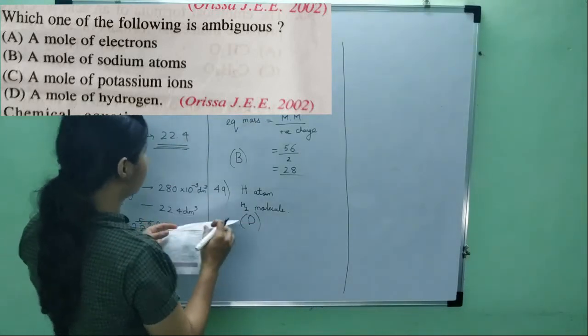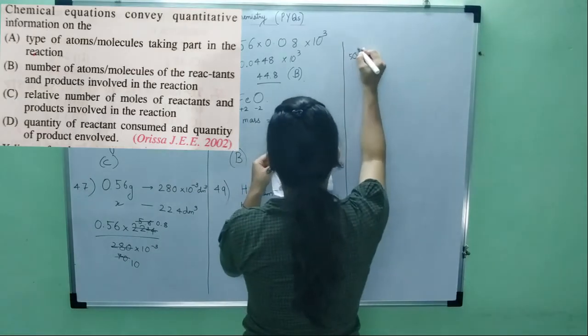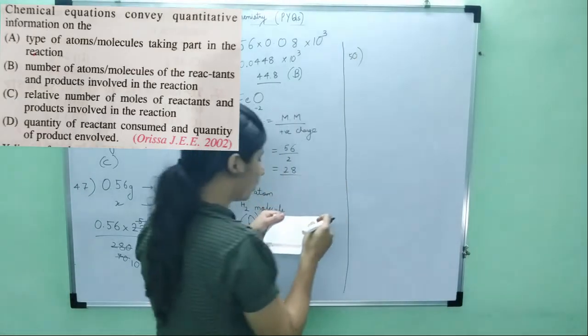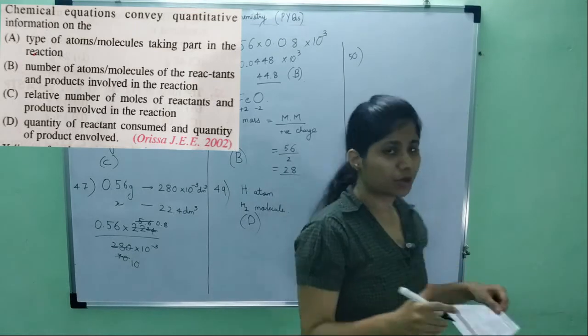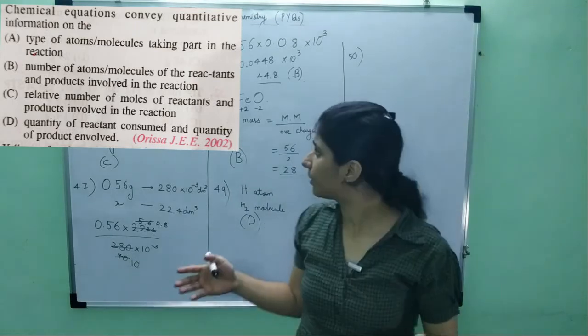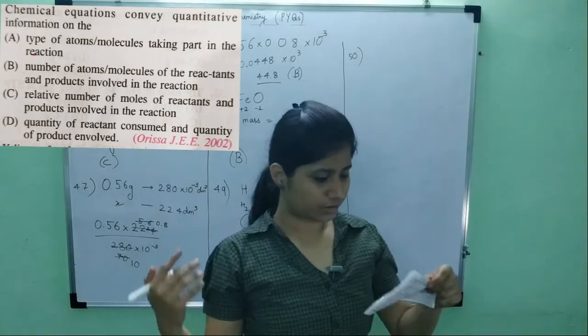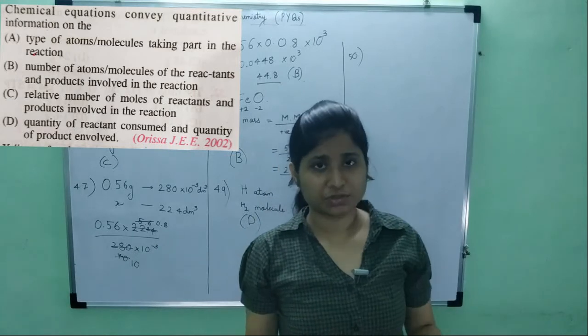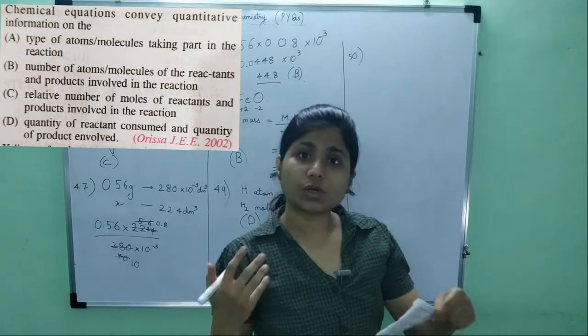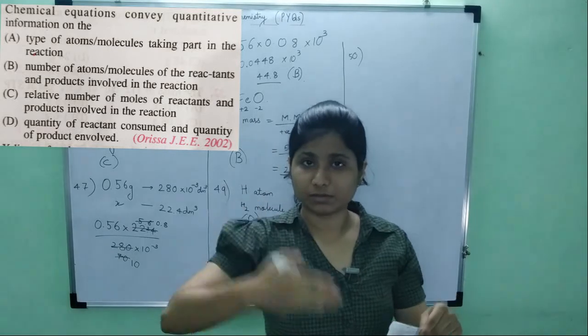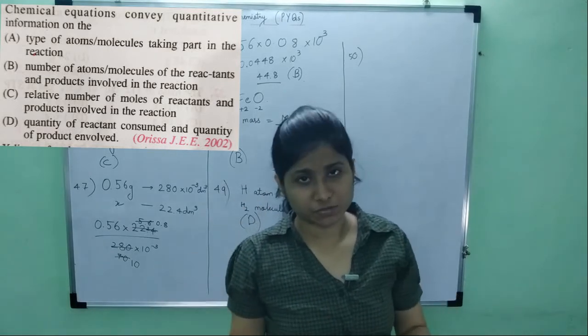Right? Next is, chemical equations convey quantitative information on the. Now if there is any chemical equation that we write, I have not written one right now, but I have written many equations till now. So any chemical equation, what do they actually convey? The numbers which are there in front of those equations.